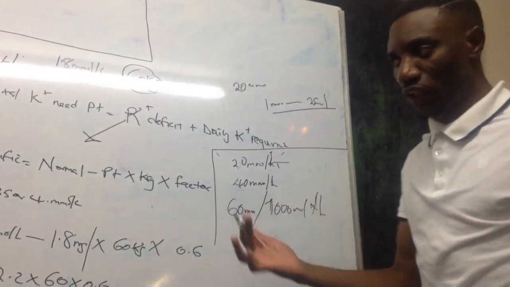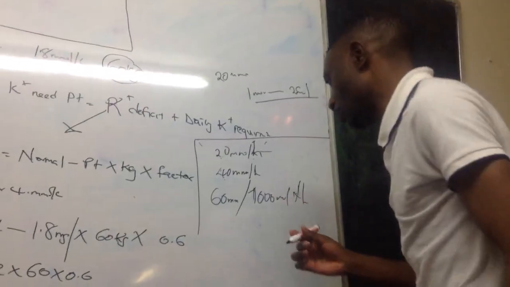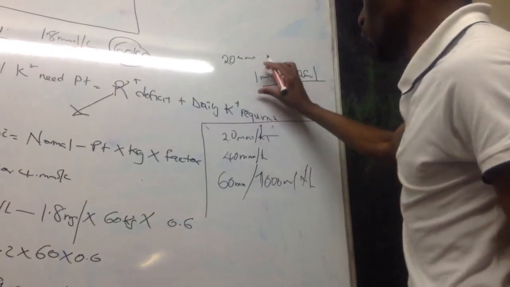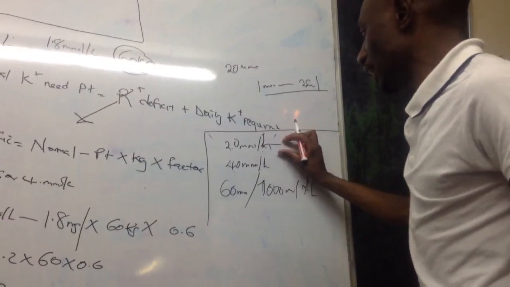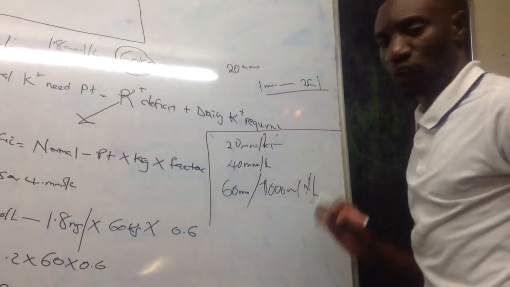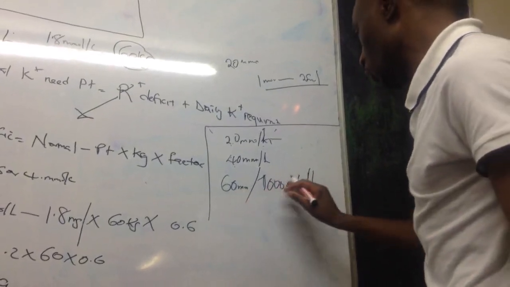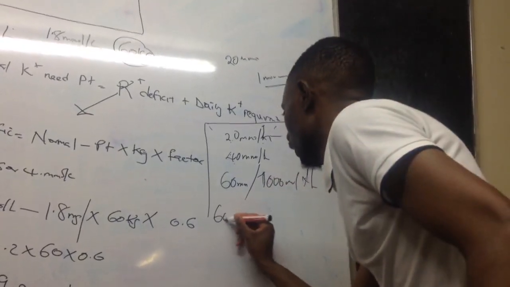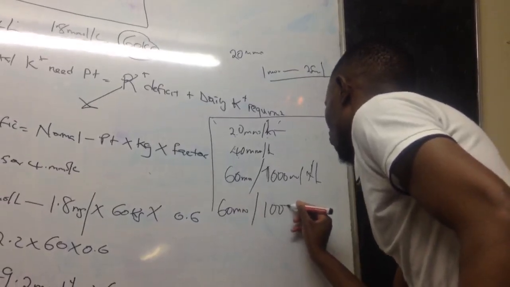But if you want to calculate the rate for the patient, as I said, the best way is that per hour we must deliver 20 millimoles of potassium. That's what I said initially. So if we dissolve this into this, we have 60 millimoles of potassium in 1,000 mils of normal saline.